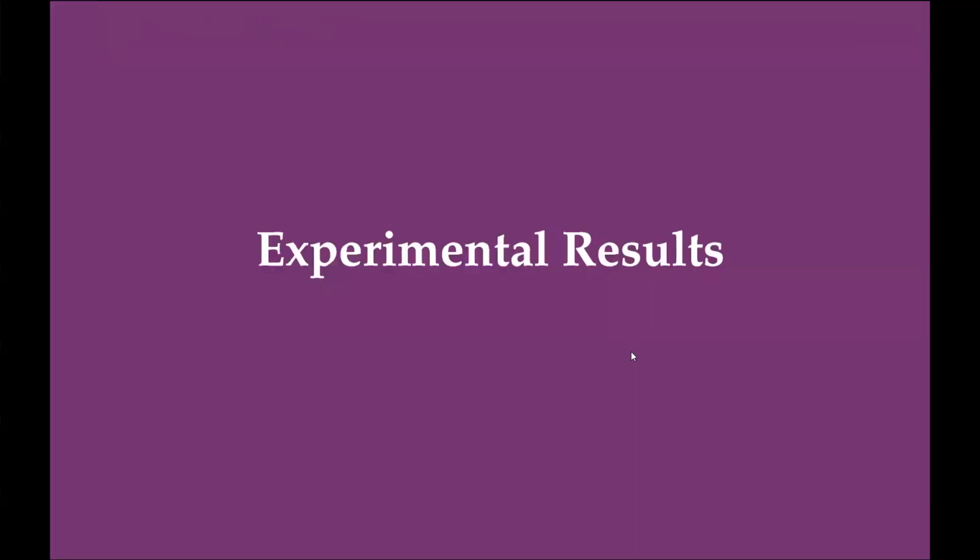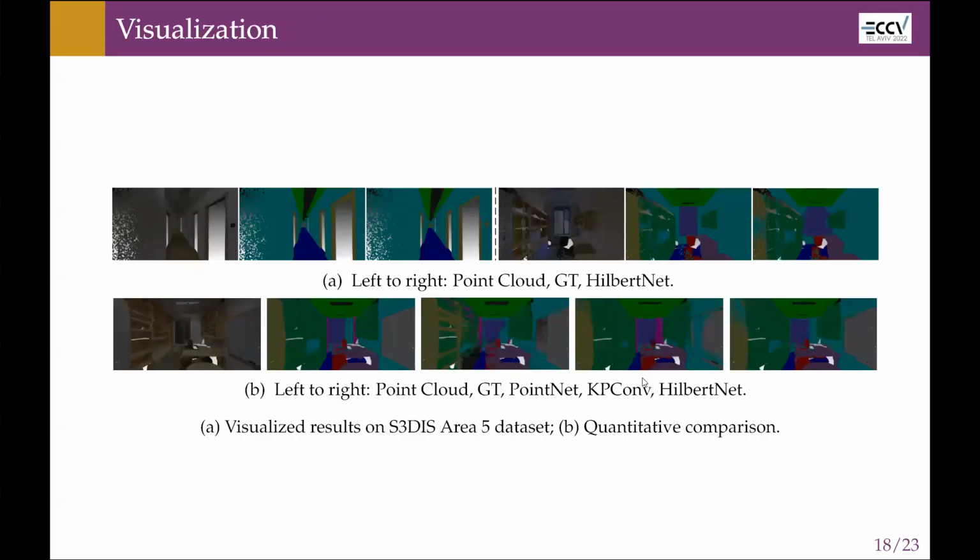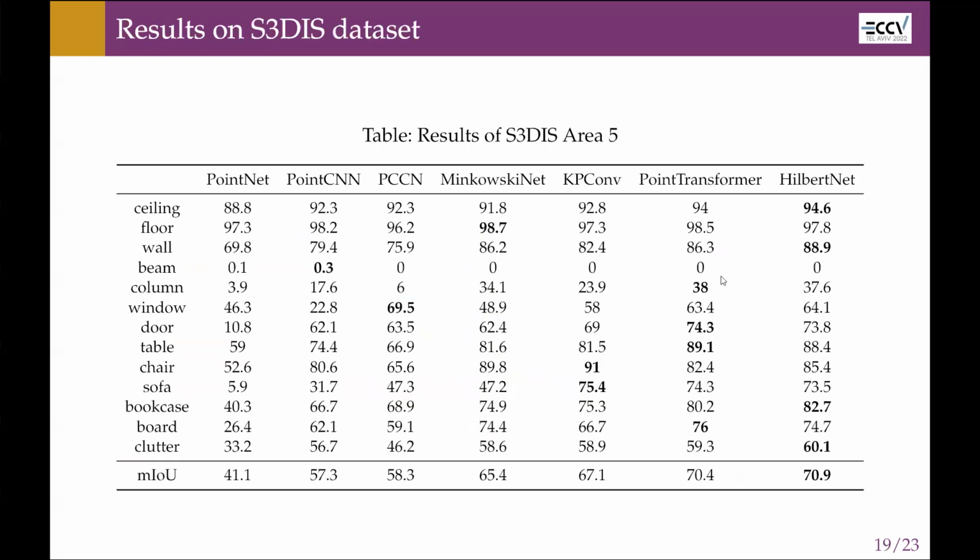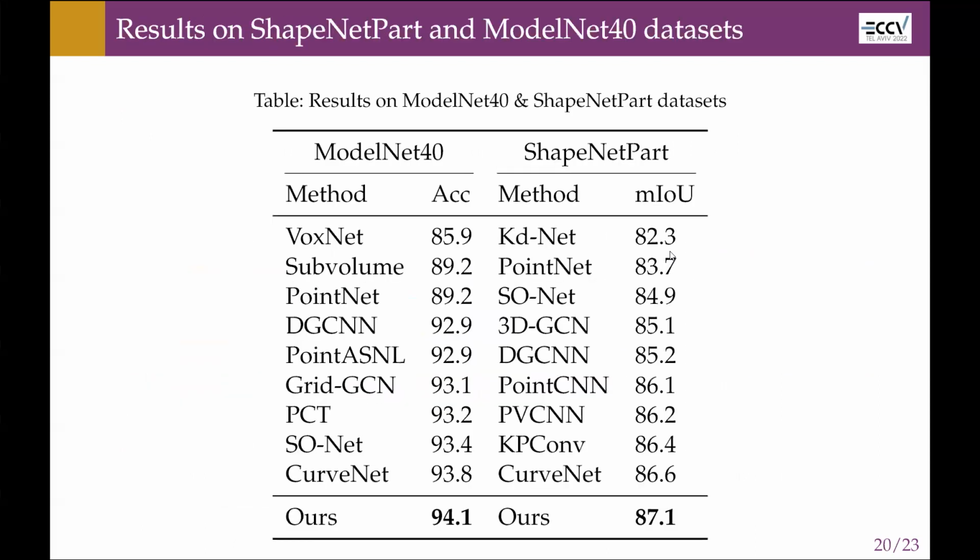Then we see some experimental results. The visualization of some results on the S3DIS dataset can be found here. It shows that Hilbert net is much more accurate and applicable to large point cloud datasets. The detailed performance can be found here. Also, Hilbert net outperforms other methods on small datasets such as ModelNet and ShapeNet.